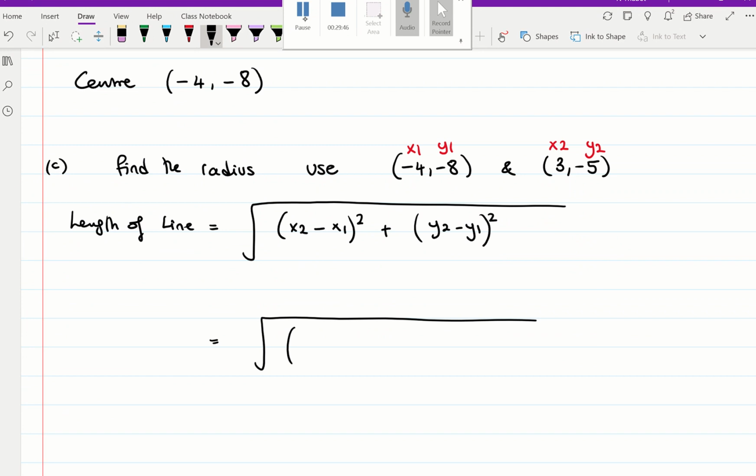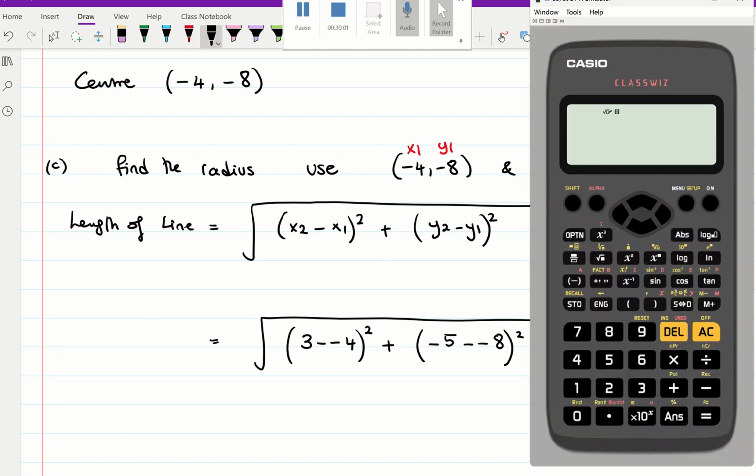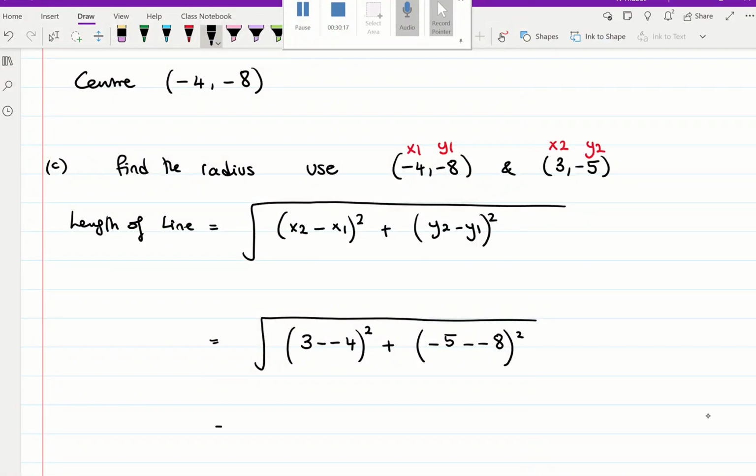So 3 minus negative 4 squared plus negative 5 minus minus 8 squared. And I don't even need to do any more. I just put it in the calculator as is. So 3 minus minus 4, you can put just a plus if you want, squared plus negative 5 minus minus 8 squared. And it gives me root 58. Well, that is the radius.